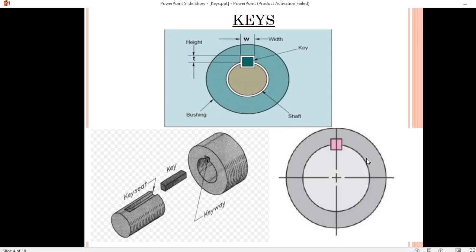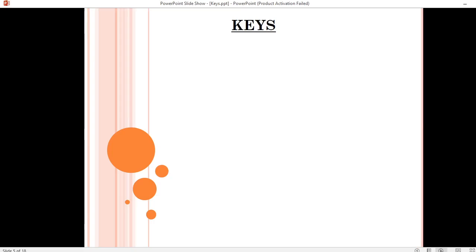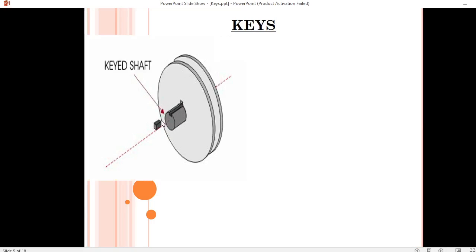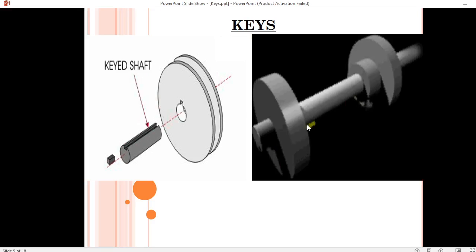So here in this cross-sectional view of this key we can see the terms, that is T is the thickness or the height of the key, and this is the width of the key. Next, here you can see how the key is inserted inside the shaft and the pulley. So you can see how this shaft goes inside the pulley and it is inserted with the key. Next, how the key inserted in the shaft is rotating in this machine.